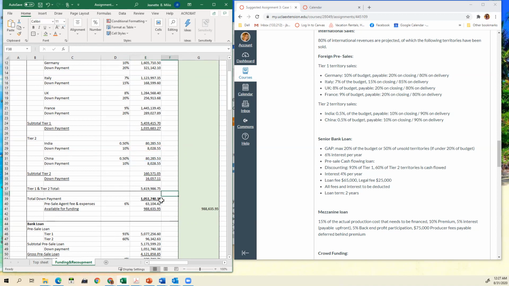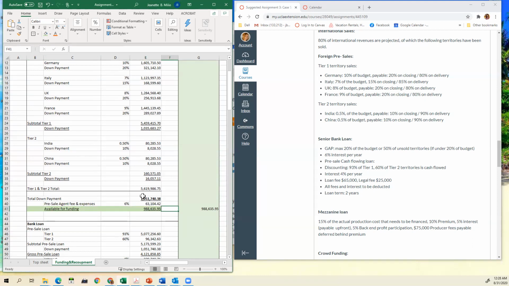And altogether, our down payment is now 1,051,000. Let me make sure that's correct here. And then our sales agency fee on the down payment that is due was 5 + 1, which is 6%. So we're only paying 6% on this down payment. So we have available 988, I'm going to mark this green, $988,000 as the first financing option towards paying our strike price.